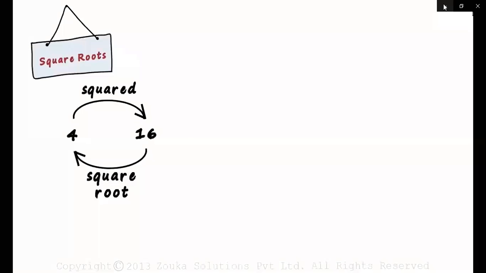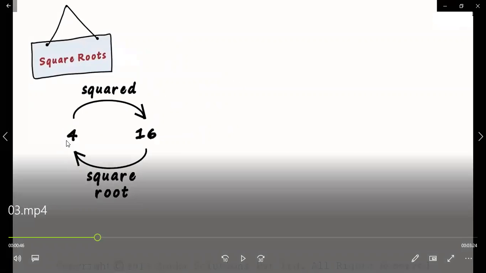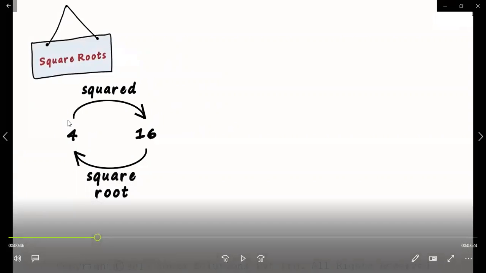So students, I have taken a number over here, that is 4. If 4 is squared, then all of you know that we get 16. For example, if the number is 3 and you are squaring that number, which means multiplying that number with itself, in that case we'll get 9. In this example, we have taken 4. When you square 4, 4 square will be 16. Now the square root of 16 will be nothing but 4.